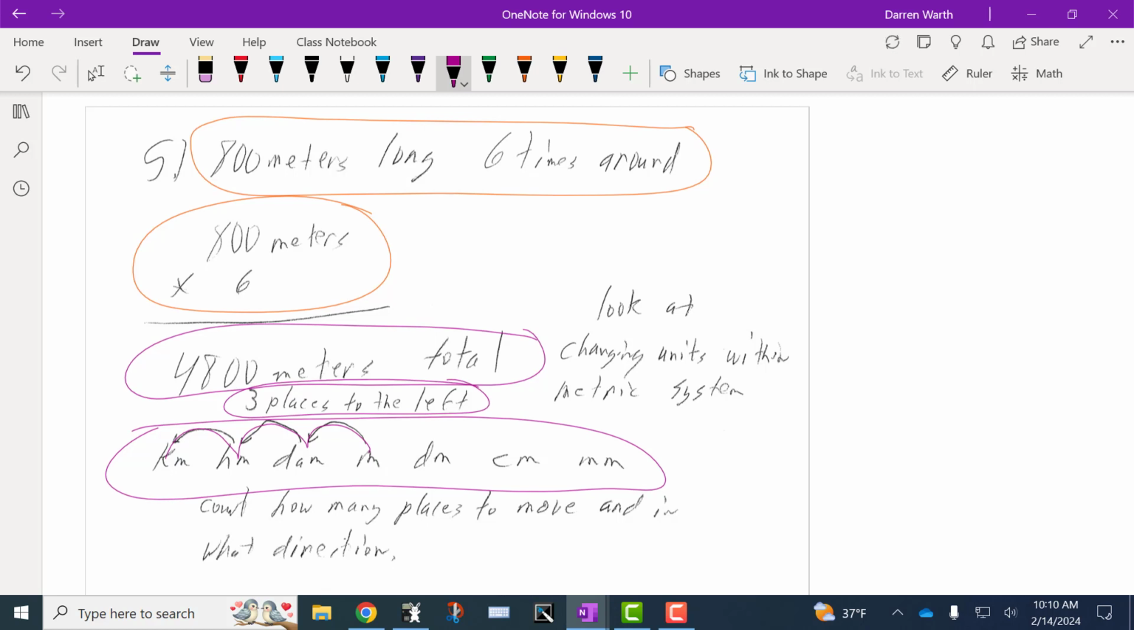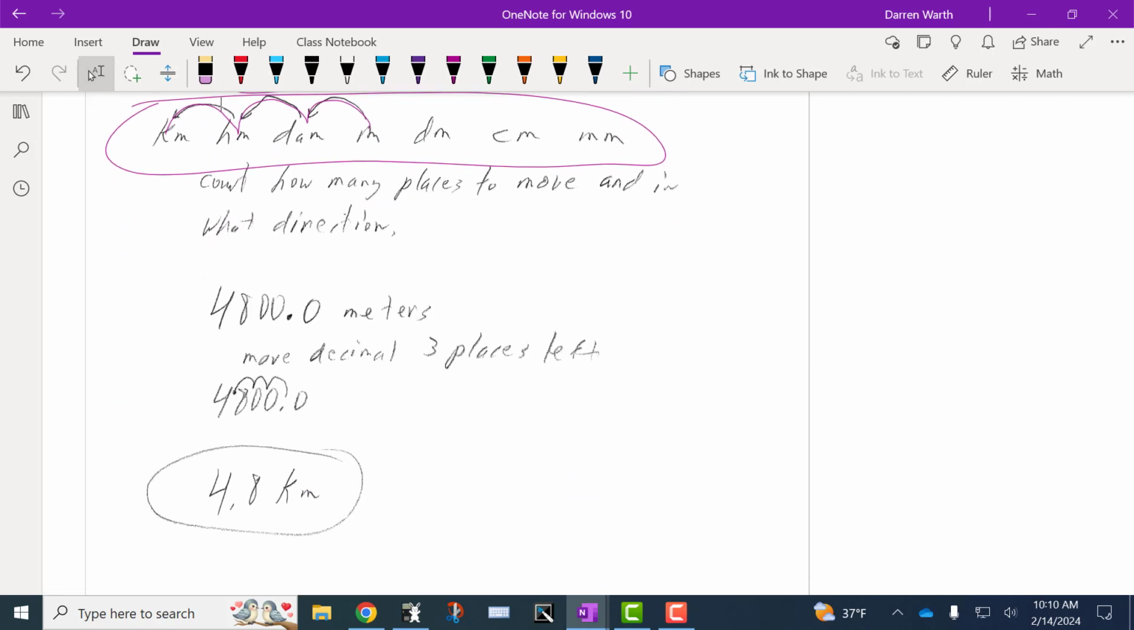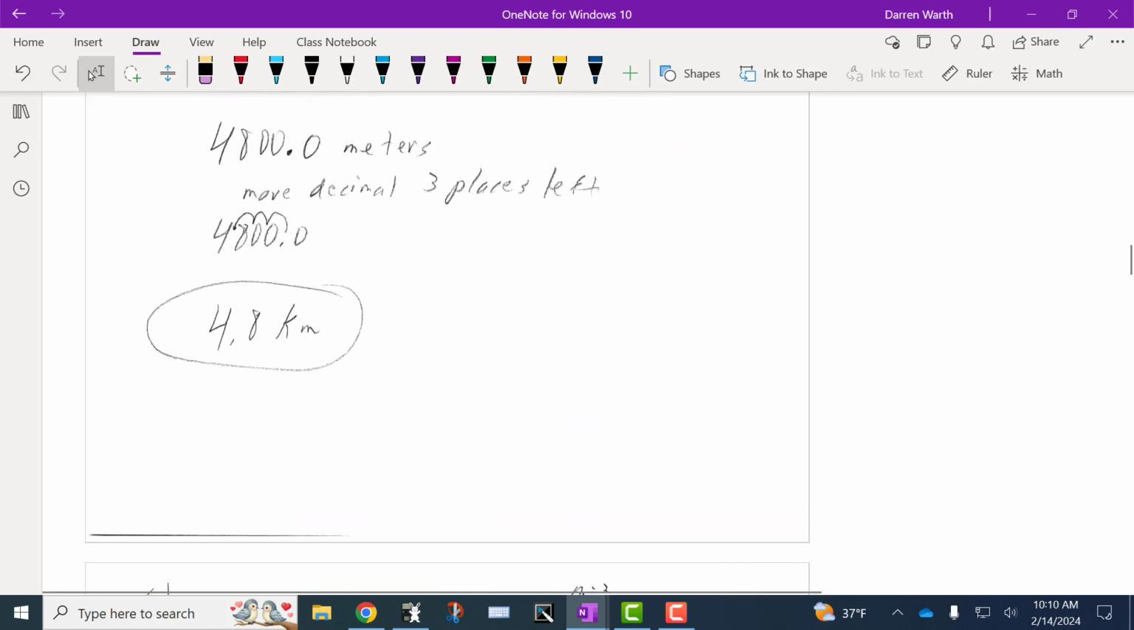I'm going to take that answer that I just got, which is 4,800, and move 3 places to the left. Don't forget your decimal on 4,800 is located at the very end of it right here. And so now I'm going to move that decimal over 1, 2, 3. When I do that, I just put that decimal right there, and that answer comes out to be 4.8 kilometers.